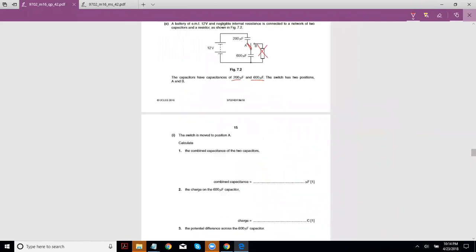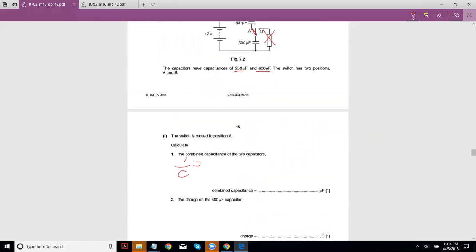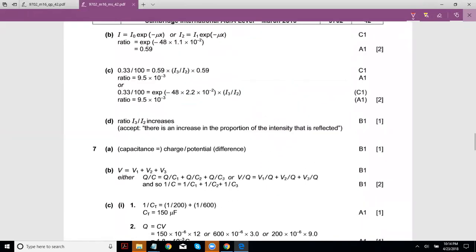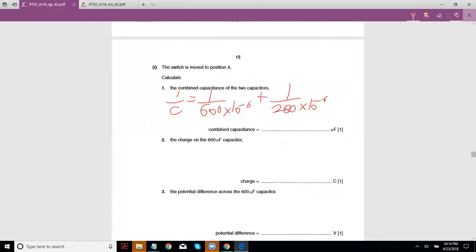Ali is back. Yeah. So 1 over C is equals to 1 upon 600 micro, जो है 10 power minus 6, plus 1 upon 200, 10 power minus 6. You simplify and you'll get the combined capacitance, which I'm lazy, so I'll just take from the marking scheme, 150 micro. Achha, don't do this because उसे micro में ही चाहिए.